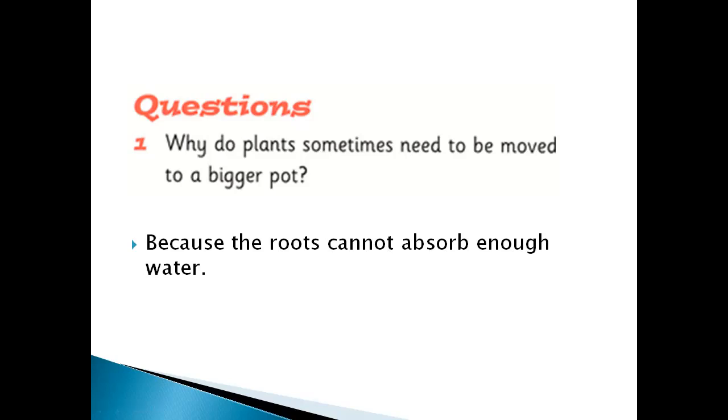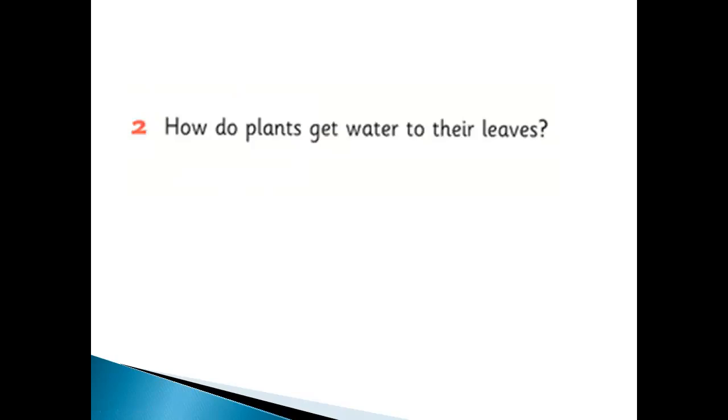Next question: try to write your answer in your notebook and send it to me. Question number two: how do plants get water to their leaves? You know it is by the stem, okay?